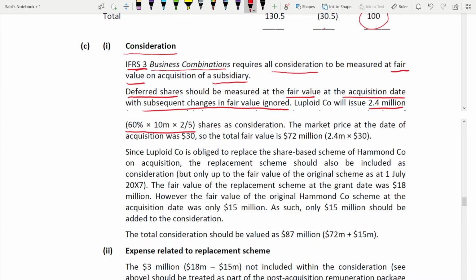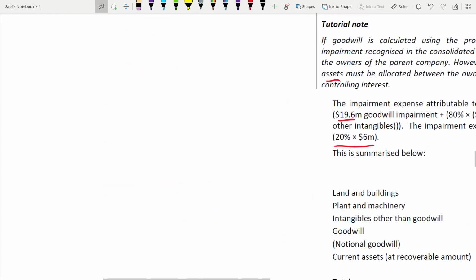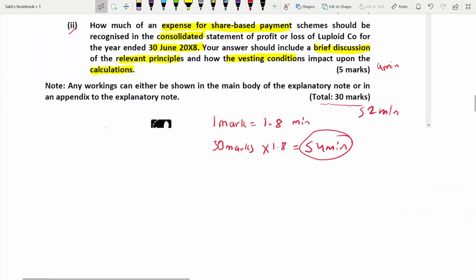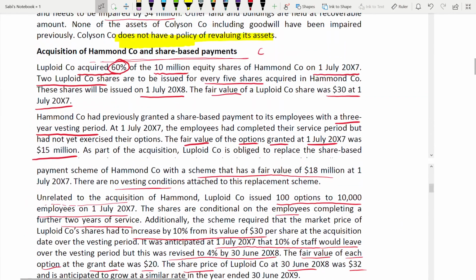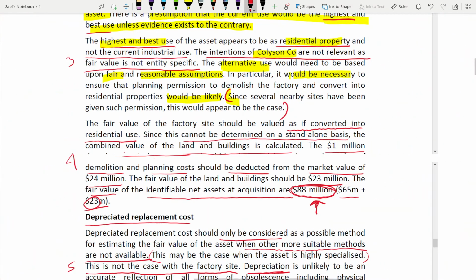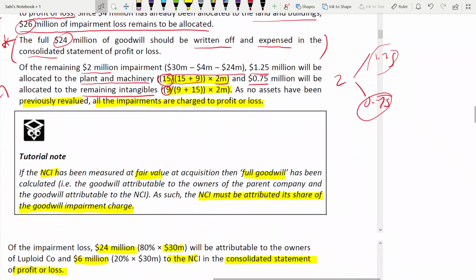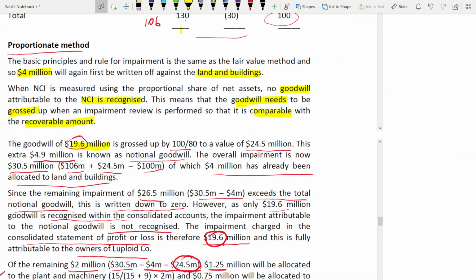You have acquired how much? 60% into 10 million into 2 over 5. Why 2 over 5? Okay, let us see. How much have they acquired? 60% of 10 million. That's why they are taking 60% of 10 million into 2 over 5. What is 2 over 5? 2 of Luploid shares issued for every 5 shares. For every 5 shares, 2 of Luploid shares. That's why divided by 5 into 2, or 2 over 5. So that fraction is 2 over 5, because 2 for every 5 shares.